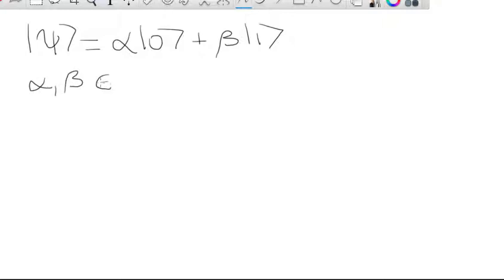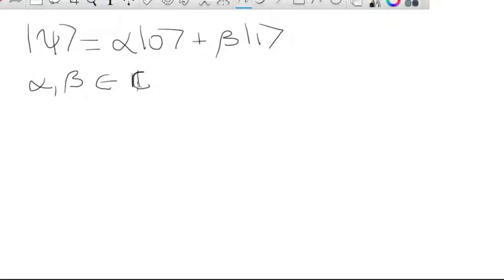Ket psi is equal to alpha|0> plus beta|1>. So this here is a vector, and we call it ket notation. And it's for pure states. Later on we'll look at a more general case where we can represent non-pure states or mixed states in a density operator formalism. But for the moment here we have a simple example of a quantum state where alpha and beta are complex numbers. So alpha and beta are in the complex domain.